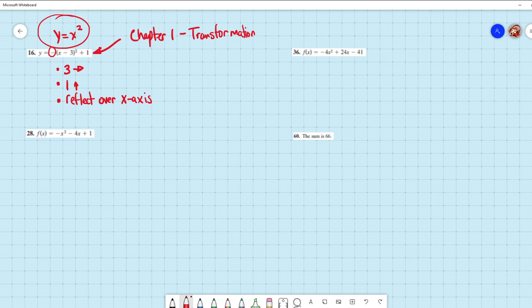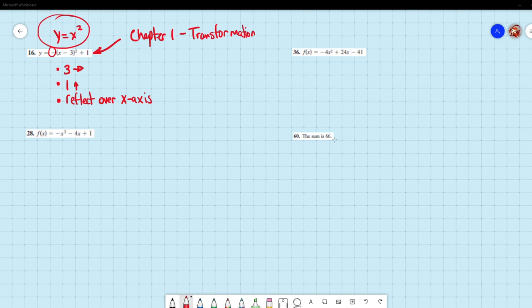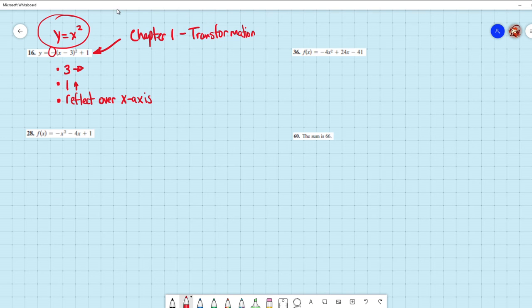Now for questions 28 and 36, we were asked to identify the vertex and to describe the graph of the function. So we need to find the vertex first and then describe the graph of the function, meaning does the parabola open up, does it open down, and the behavior, that kind of thing. All right, so we'll start off with the vertex.